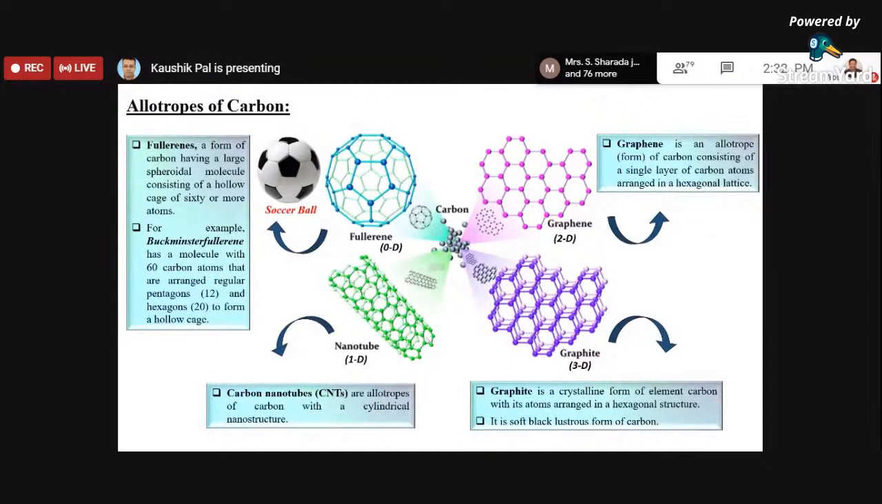Then come to the graphene. Graphene is an allotrope of carbon consisting of a single layer of carbon atoms arranged in a hexagonal lattice. And of course, the last one is graphite. Graphite is a crystalline form of the element carbon with its atoms arranged in a hexagonal structure. It is a soft, black, lustrous form of carbon. Basically, pencil lead is a good example of graphite.